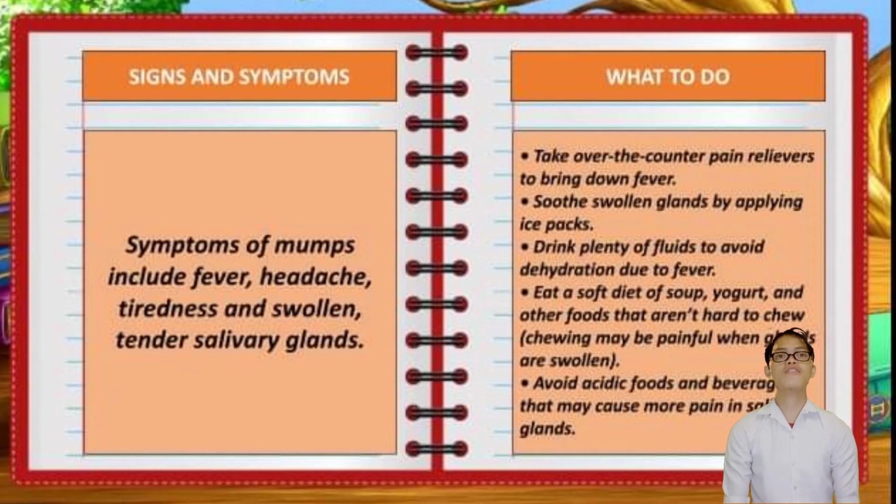You can take over-the-counter pain relievers to bring down fever. Soothe swollen glands by putting ice packs. Drink plenty of fluids to avoid dehydration due to fever. Eat a soft diet of soup, yogurt, and other foods that aren't hard to chew. Lastly, avoid acidic foods and beverages that may cause more pain in salivary glands.